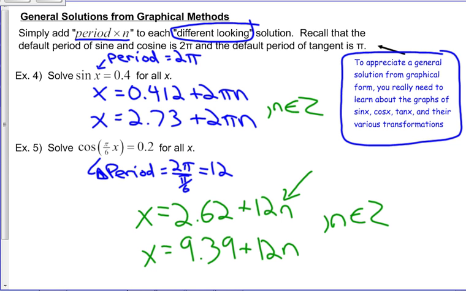So when we write these out with the plus period times n, it's giving us all the potential solutions. There are a few practice problems, if you like, in the video description below.